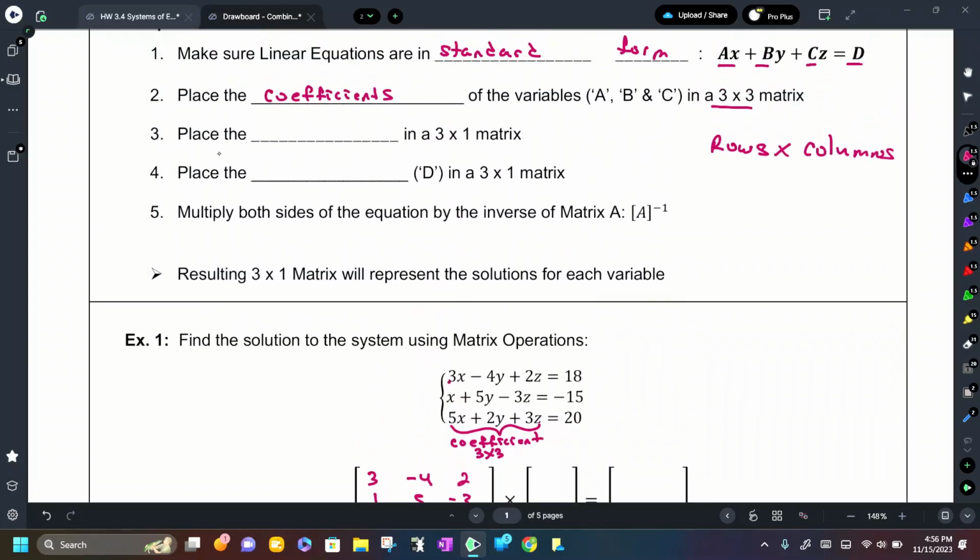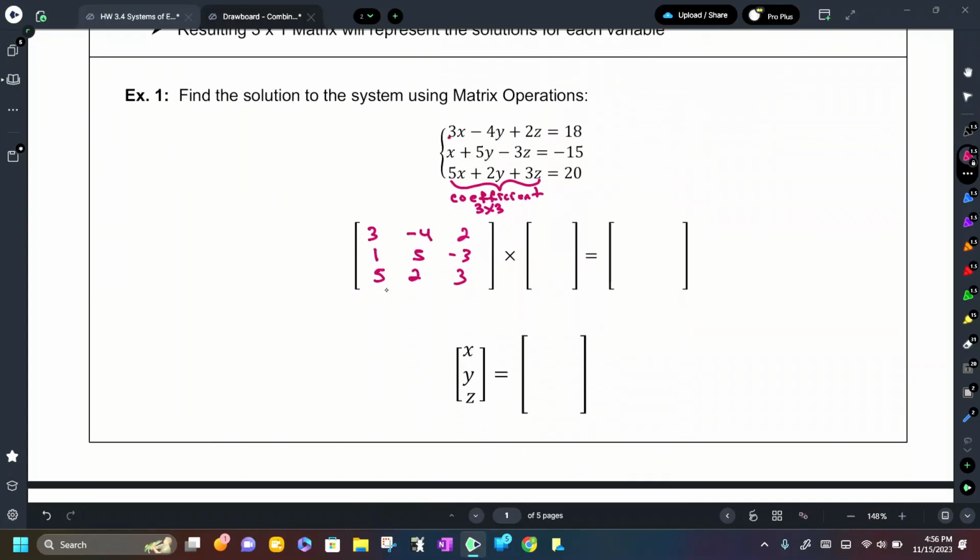Then we're going to take the variables and write them in a 3 by 1 matrix. This is our coefficient matrix, and it's a 3 by 3. This is going to be our variable matrix, and it's going to be a 3 by 1. We're taking our variables in the same order as they appear in our equation, right? Because the variables aren't always going to be x, y, and z. They could be other things. So we want to make sure it's in the same order. X goes first, and then we bring down our y, and then our z. That's our variable matrix.